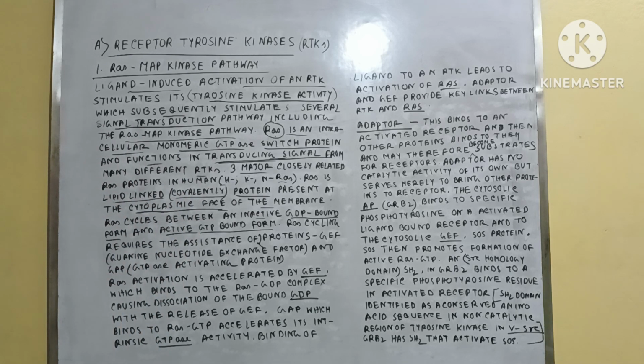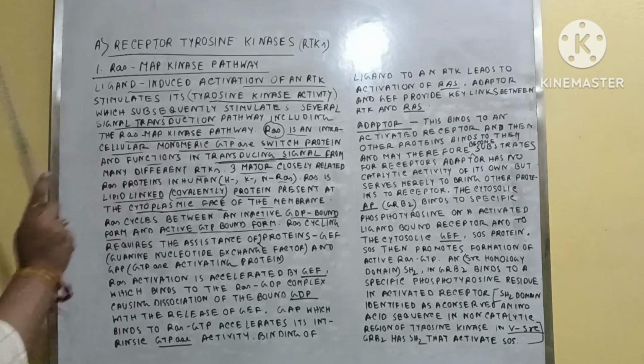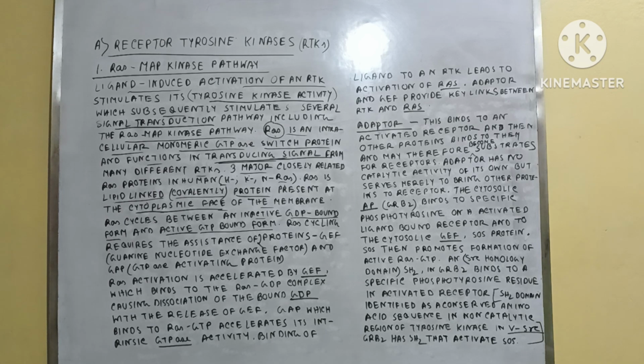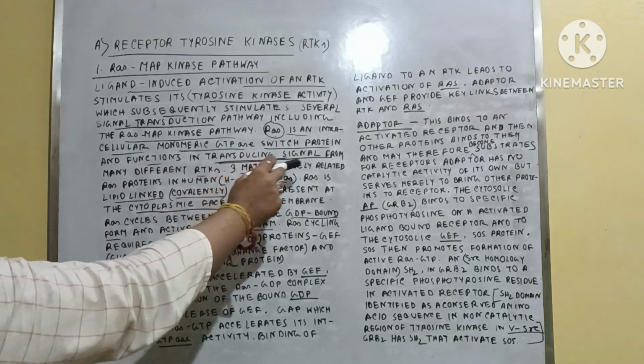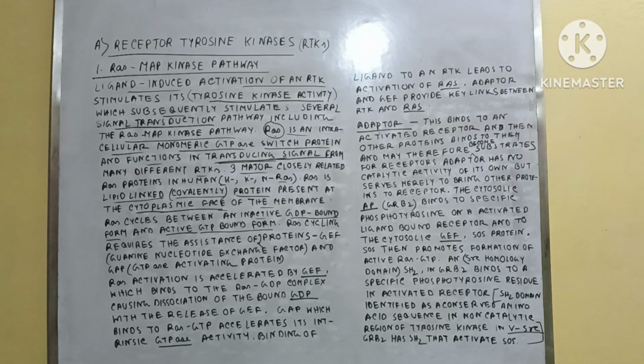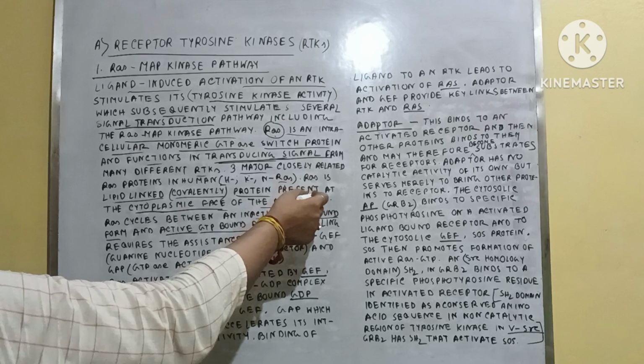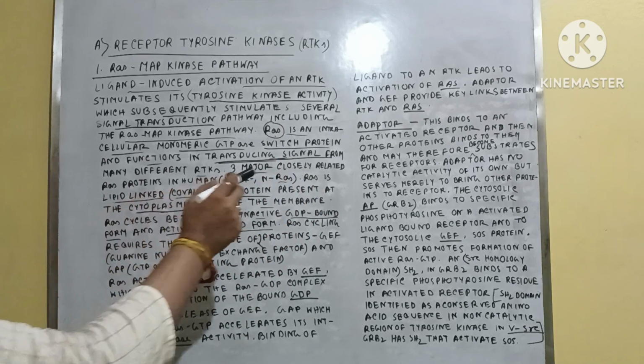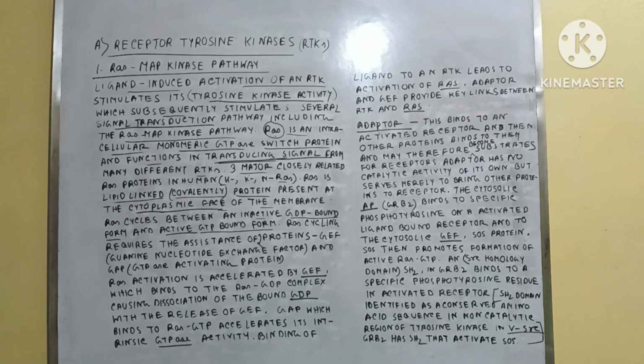So this RAS MAP kinase pathway is one kind of signal transduction pathway, and here RAS is one kind of protein. Generally three closely related RAS proteins are seen in the human body, and RAS is a protein where lipids are linked covalently. They are present in the cytoplasmic face of the membrane, and RAS cycles continuously.